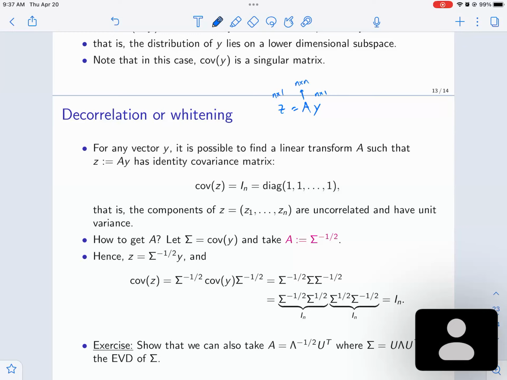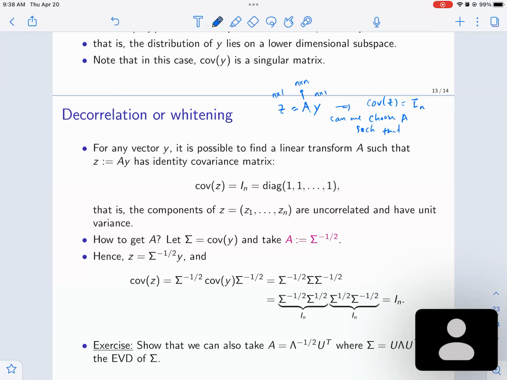So can we choose A such that I get covariance of z equal to the identity? I put an n here usually to indicate the dimension of the identity. The identity matrix is a diagonal matrix whose diagonal elements are 1 and off-diagonal elements are 0.